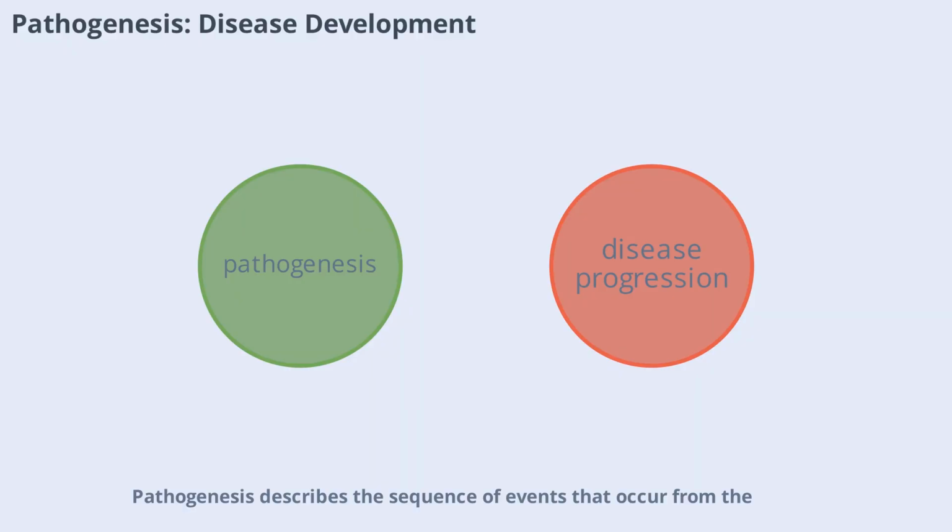Pathogenesis describes the sequence of events that occur from the initial cause of a disease to the manifestation of symptoms. It's like following a story from the first chapter to the last. For example, in atherosclerosis, the process begins with damage to blood vessel walls, followed by inflammation and plaque buildup, eventually leading to heart attacks or strokes. Understanding pathogenesis helps clinicians anticipate complications and intervene early.